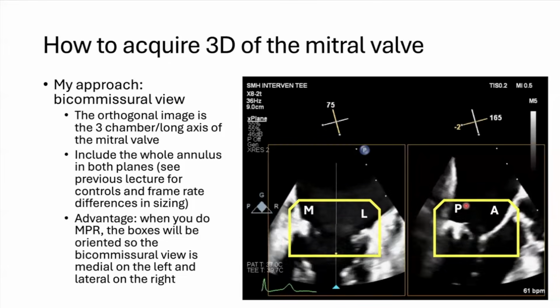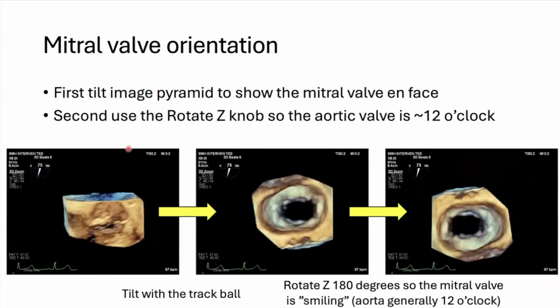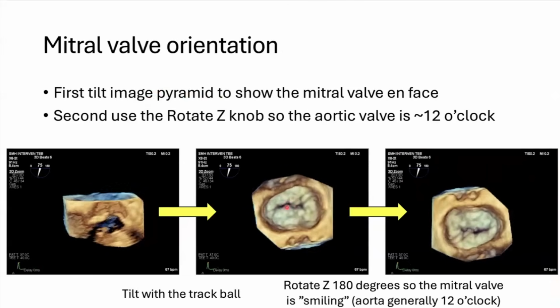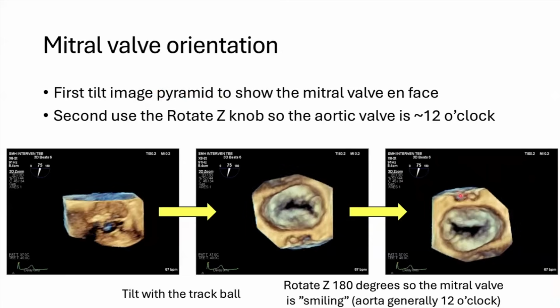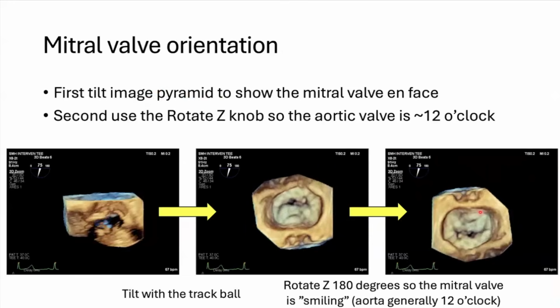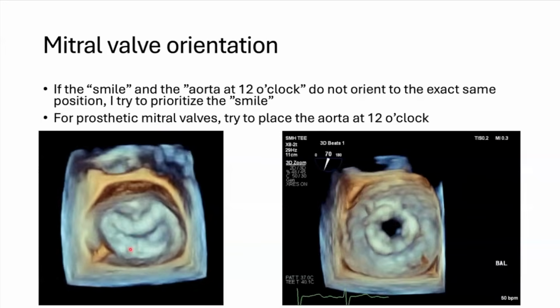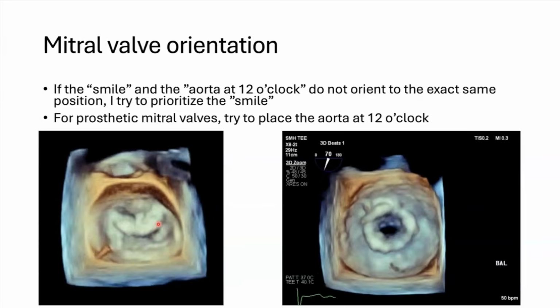And that'll be helpful for later on. I'll show you. In terms of orienting, again, we already alluded to this. You have your pyramid. You're going to use the trackball to tilt it so that you see the valve en face. And then you're going to use rotate Z to rotate so the aorta is at 12 o'clock or the valve is smiling. So this is an example of that smile of the mitral valve here. We see the lateral commissure and the medial commissure, and it has this smiley appearance.